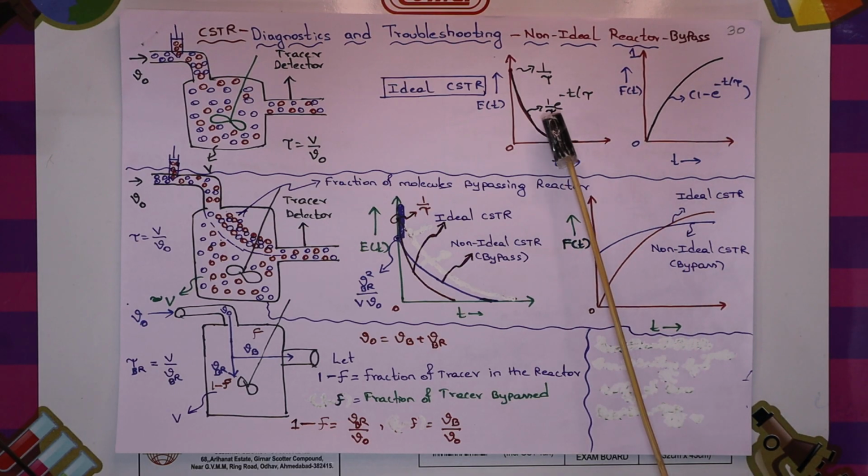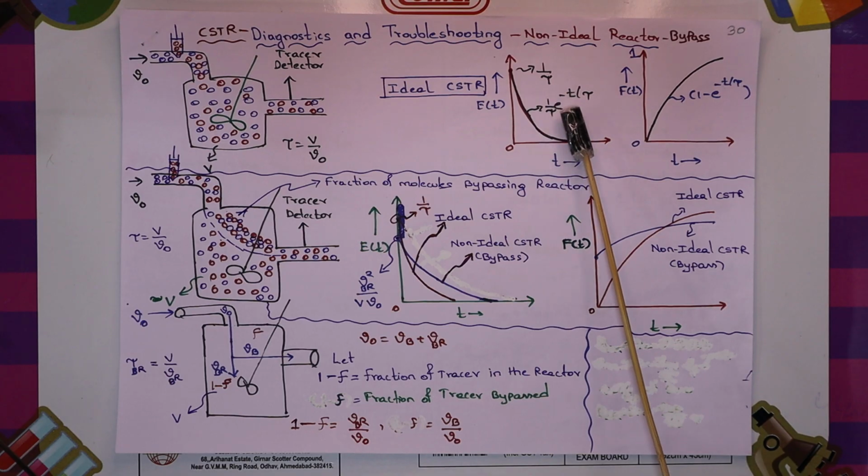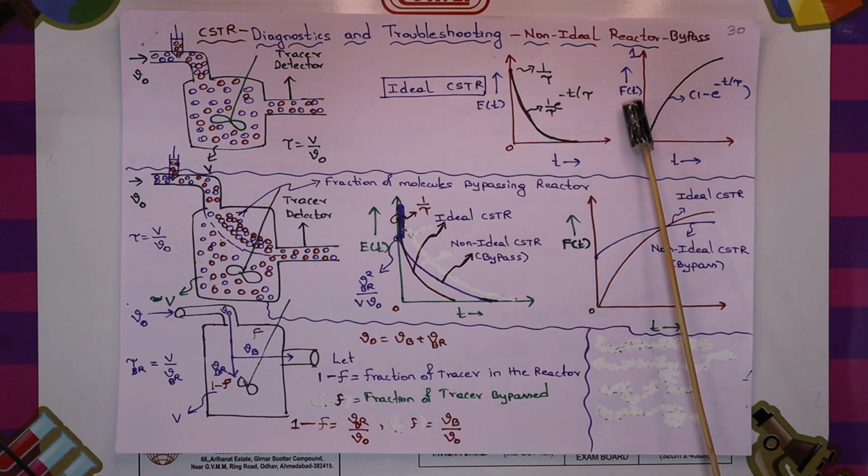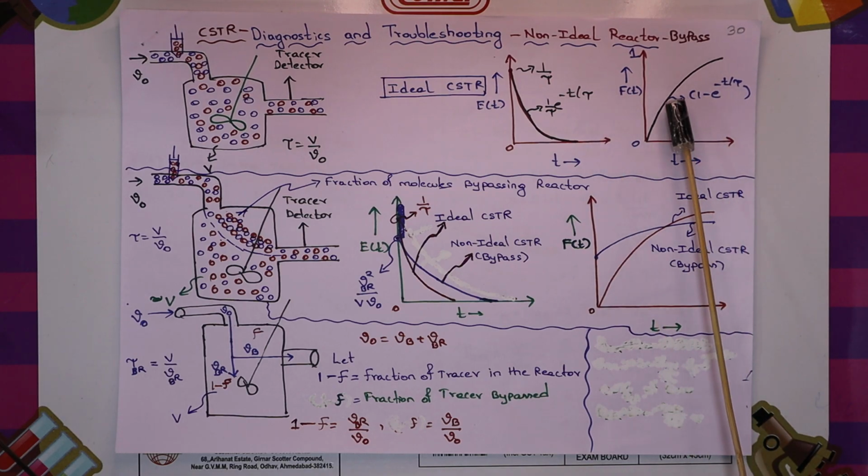increase. The nature of the E of t function is E of t equal to 1 by tau into e power minus t by tau. The nature of f of t is nothing but 1 minus e power minus t by tau. This is how both functions look for the ideal CSTR.